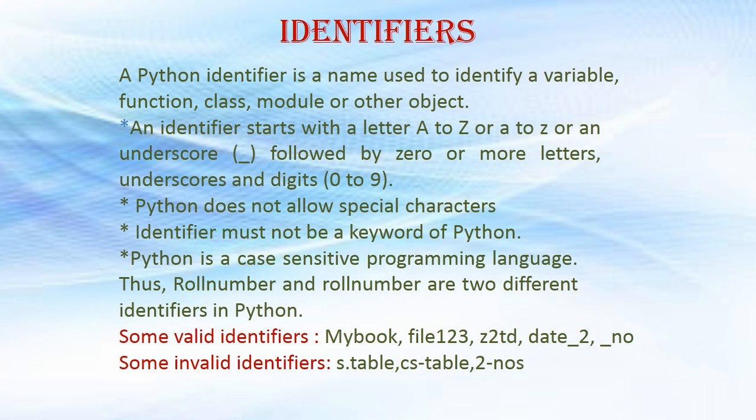Now, here are some examples of valid identifiers: myBook, which starts with an alphabet, file123, Z, date_2, _NO. Only an individual underscore cannot be an identifier. It has to be followed by alphabets or numbers. Some invalid identifiers: s.table. Now dot is a special character, which is not accepted. s-table: dash is again a special character which is not accepted by Python as an identifier.